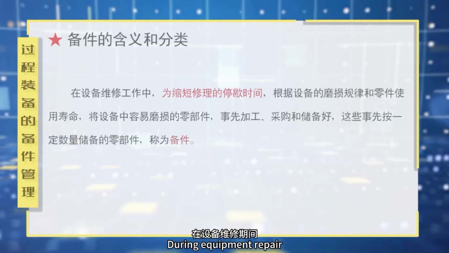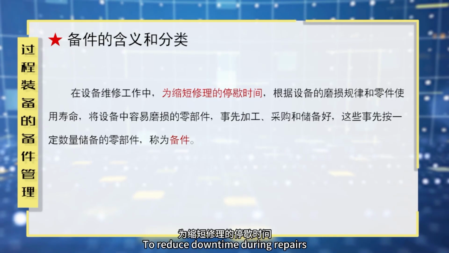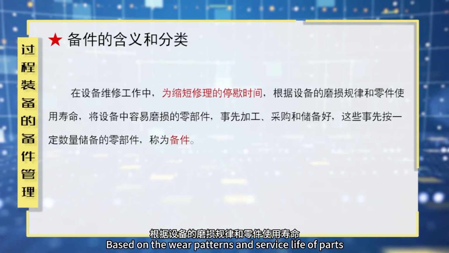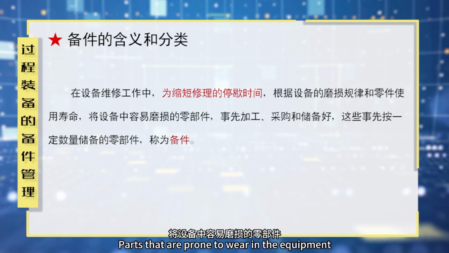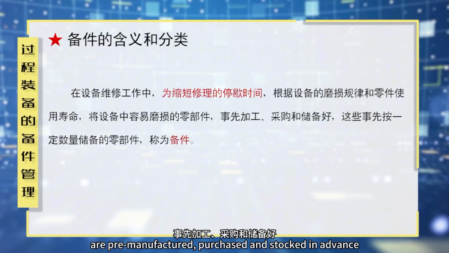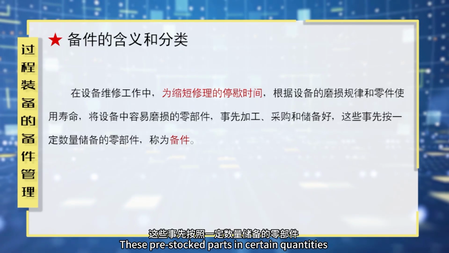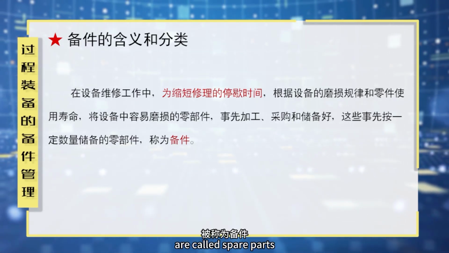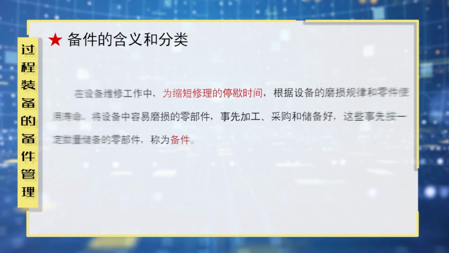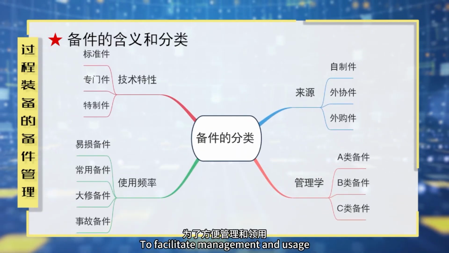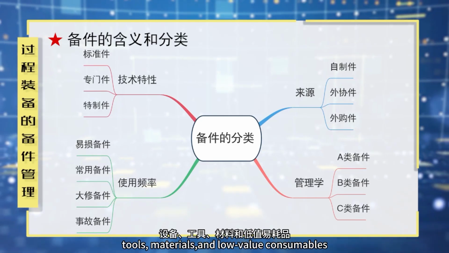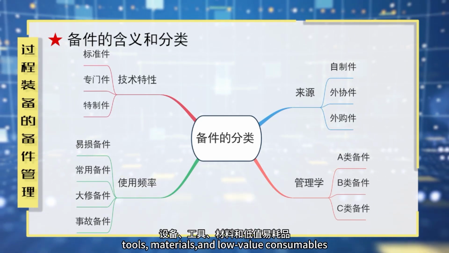During equipment repair, to reduce downtime during repairs, based on the wear patterns and service life of parts, parts that are prone to wear in the equipment are pre-manufactured, purchased, and stocked in advance. These pre-stocked parts, in certain quantities, are called spare parts. There are many types of spare parts in production. To facilitate management and usage, spare parts are generally distinguished from equipment, tools, materials, and low-value consumables.